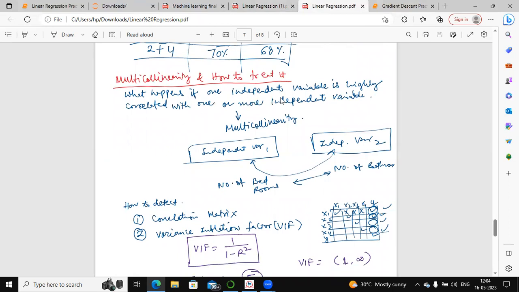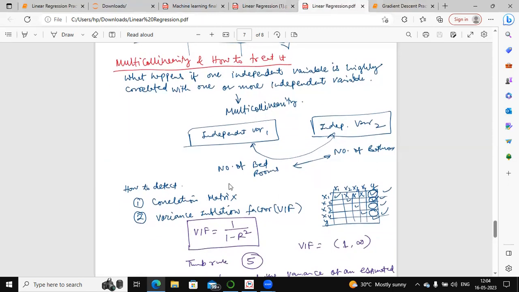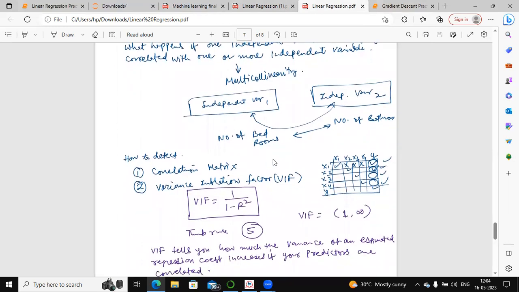What happens if one independent variable is highly correlated with one or more other independent variables? Then multicollinearity arises. These two independent variables are related to each other. So the number of bedrooms is related to the number of bathrooms. If there are 5 bedrooms, there is a possibility that there are 5 bathrooms as well. So these are correlated, right? This is how a correlation matrix looks. I will draw it as a heat map and represent the correlation matrix in a heat map.